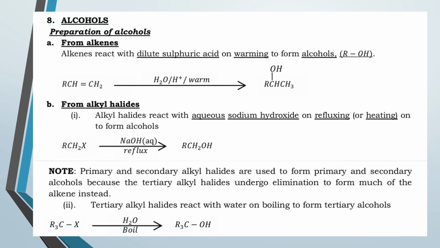Now lastly, we are going to look at alcohols. For alcohols, we are going to look at their preparations, their reactions, and then their revision question applications. Now for preparation, we can easily prepare alcohols from alkenes simply by using acidified or dilute sulfuric acid.